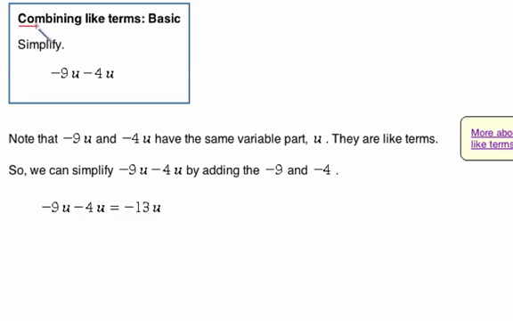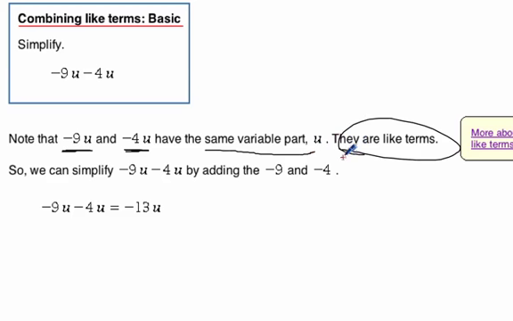Here we'll be looking at combining like terms, basic. So our problem just says to simplify. Well, we need to be aware of what like terms are. In this case, first of all, understand that the negative 9u and the negative 4u have the same variable part. That makes them like terms.